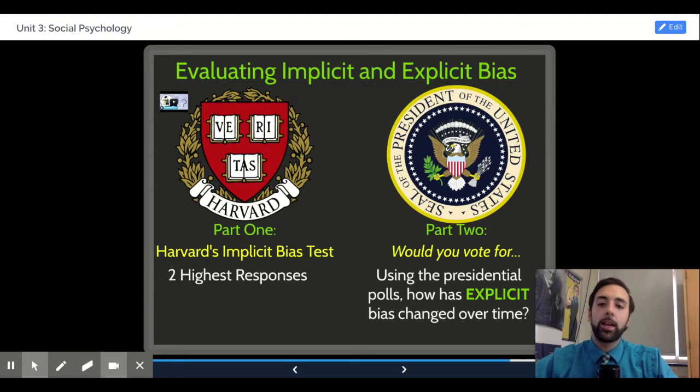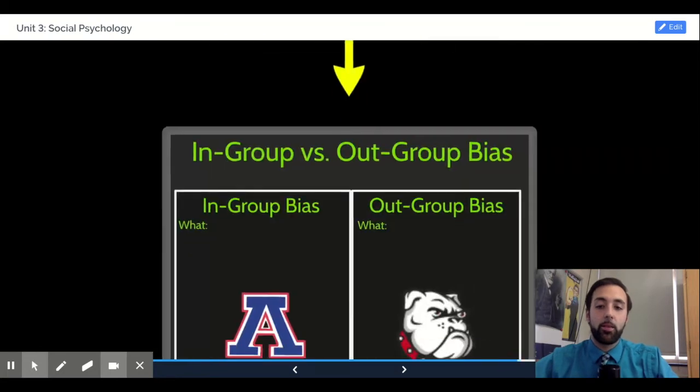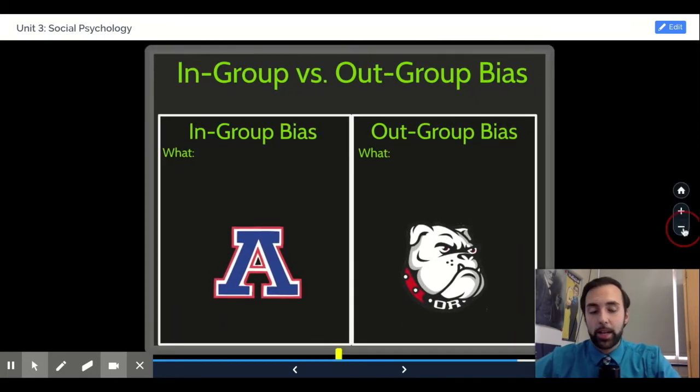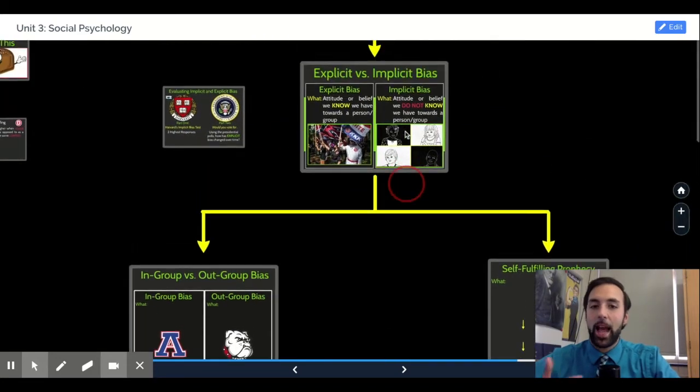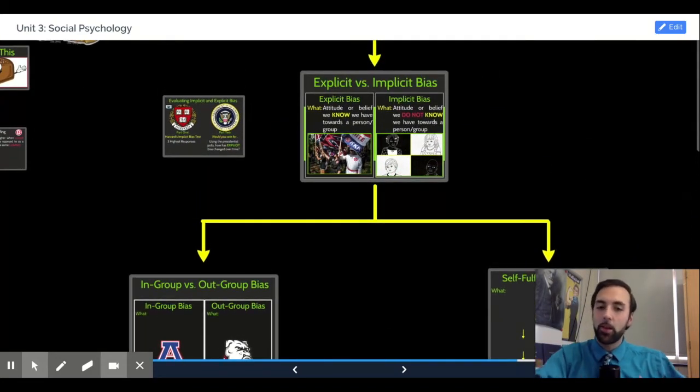However, I still think it's interesting to take a look at this assessment to see one of the ways in which implicit bias tests work, because otherwise it's kind of hard to gauge implicit bias. Just by the definition of it, it's an attitude or belief that you don't really know you have.